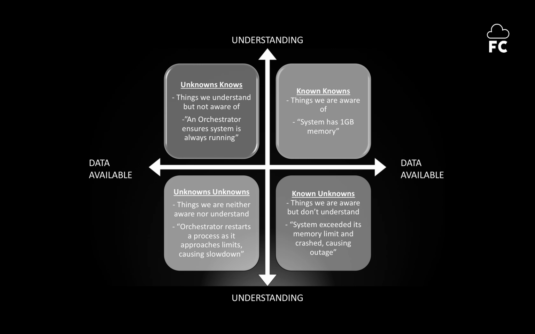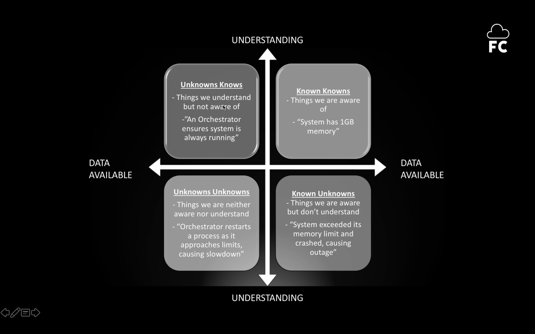So coming to the how and why of monitoring, I've distributed the data of a typical application into four quadrants. Once we deploy an application, there are certain knowns that we are aware of. For example, if a system has 1 GB of memory, then we know that if it goes beyond that memory, your system will definitely fail. But there are certain unknowns, things that we are aware of but don't understand. For example, the system exceeded its memory, but why did it exceed, what caused the memory exception?